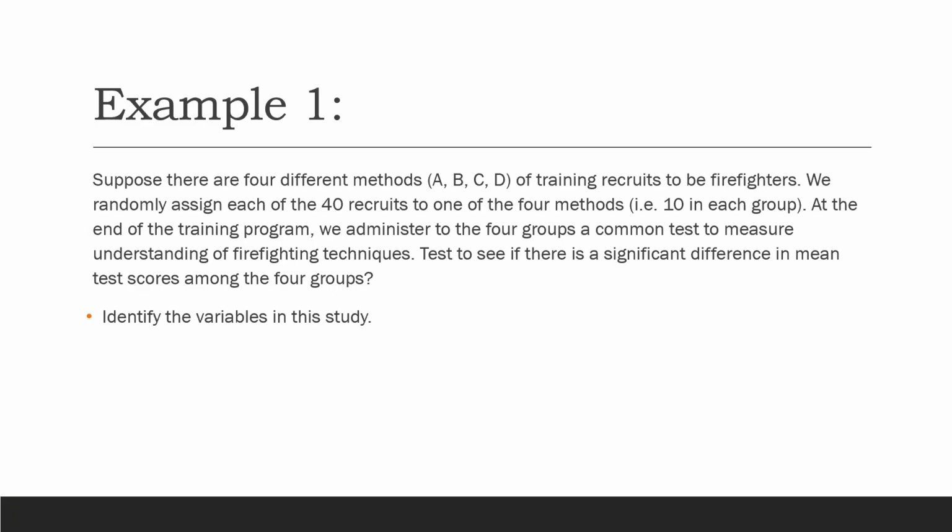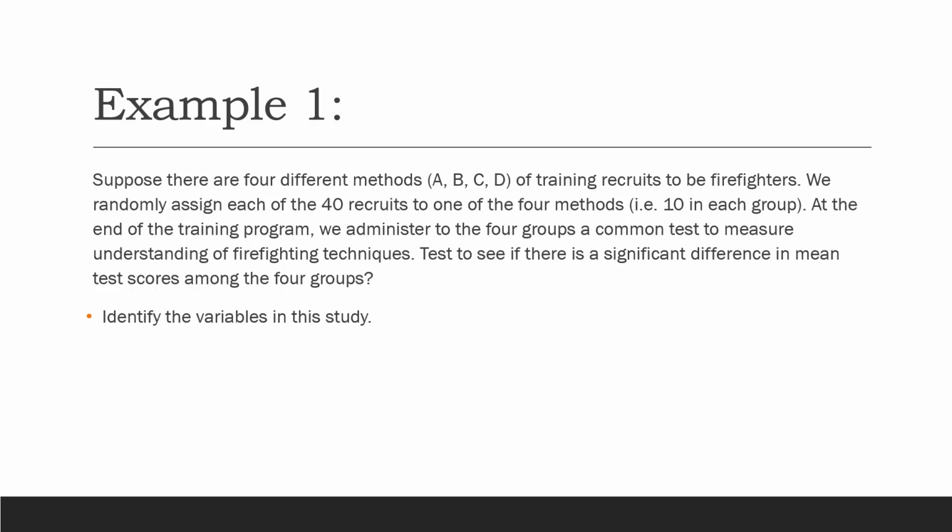It says, suppose that there are four different methods, and the methods are given by the letters A, B, C, and D. These are training methods for recruits to be firefighters. We randomly assign each of the 40 recruits to one of the four methods. So that means that there are going to be 10 recruits in each of those groups. At the end of the training program, we administer to the four groups a common test to measure understanding of firefighting techniques. Ultimately, the goal is to test to see if there is a significant difference in the mean test scores among the four groups.